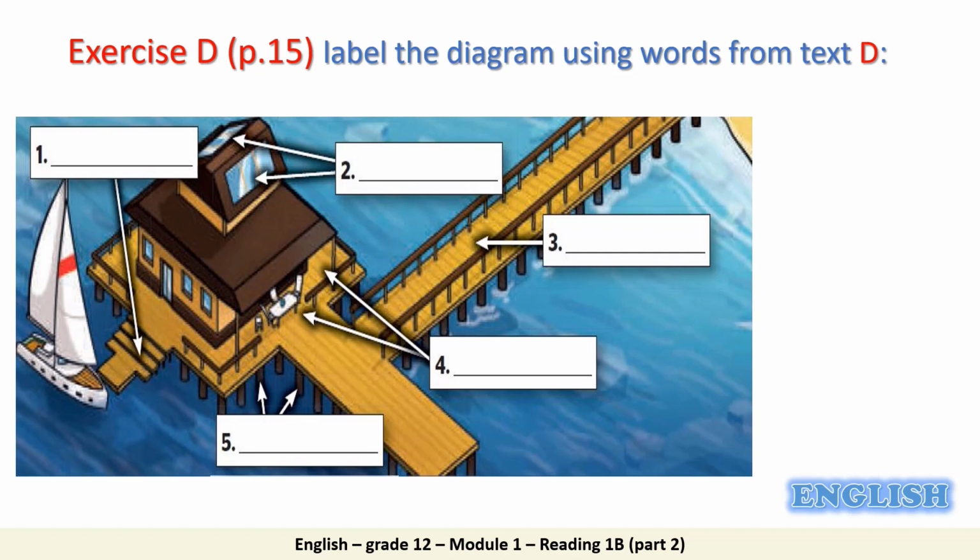In exercise D, page 15, we will label the diagram using words from text D. We should refer to text D in order to complete this diagram. Do not use more than 2 words for each answer. Stop the video and do the task.